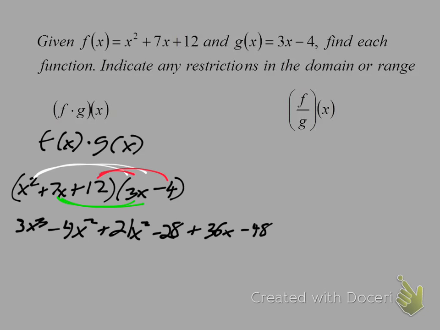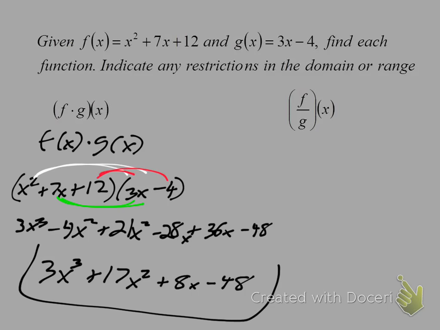I think all right. 3x cubed plus what, 17x squared? I missed an x on my 28. Plus what, 8x? Minus 48. Okay? Good so far. Okay.